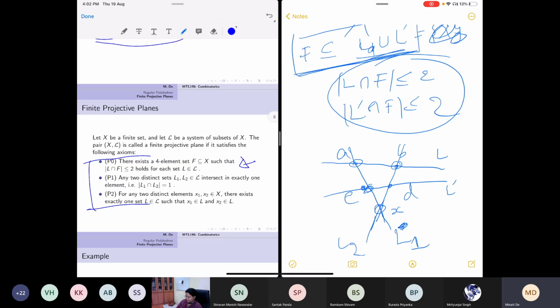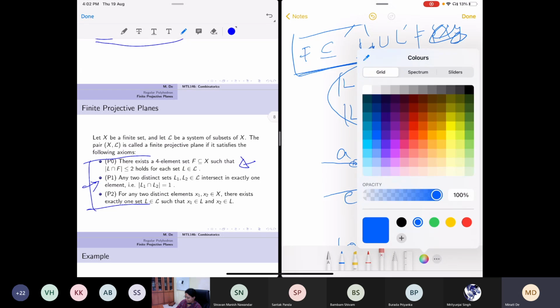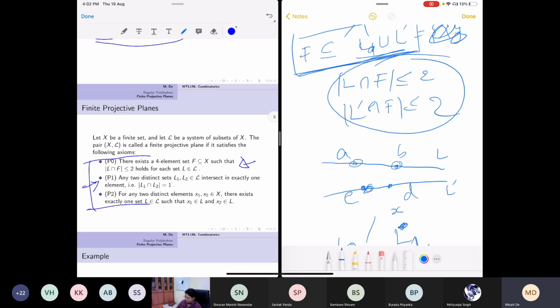And so what I am doing is considering the opposite lines, AC and BD, right? These are 2 different lines, and according to our axiom 1, they are supposed to meet at one unique point. That point I am naming as X, right? And my claim is this point X is actually not inside L and L dash, right?